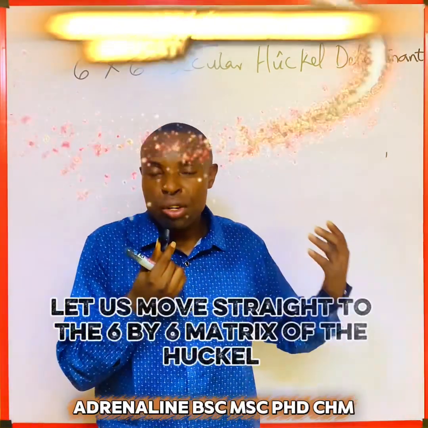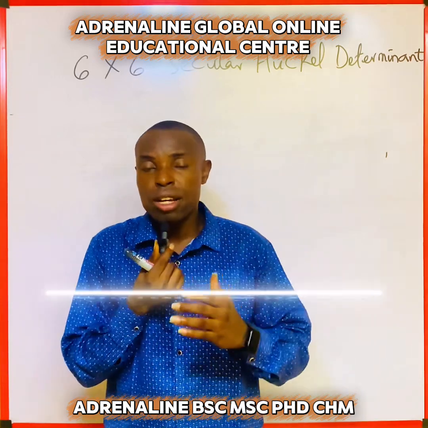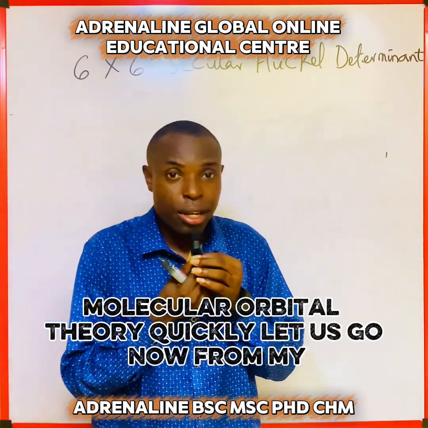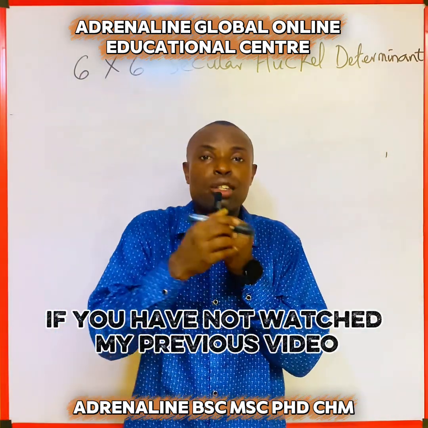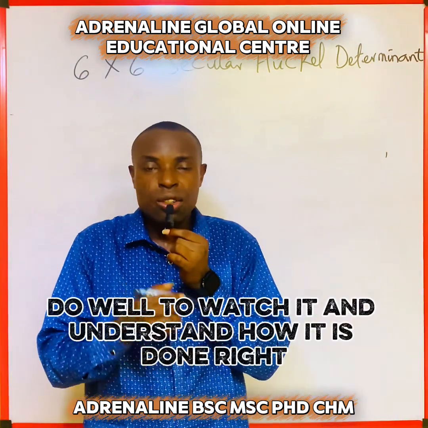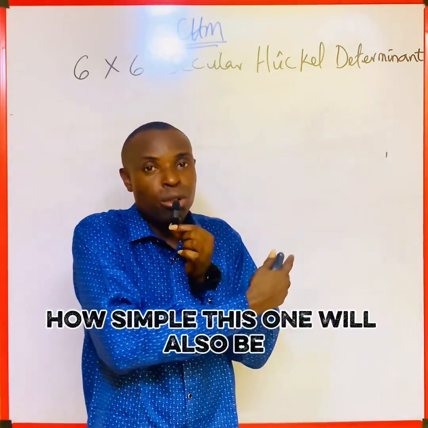Quickly, let us move straight to the 6 by 6 matrix of the Huckel's molecular orbital theory. Now, if you have not watched my previous video, do well to watch it and understand how it is done, right? So you can understand how simple this one will also be.